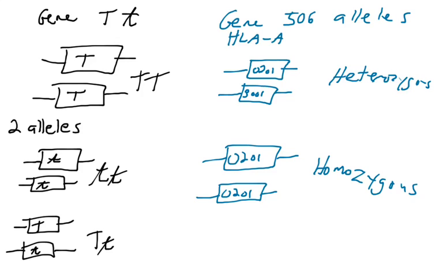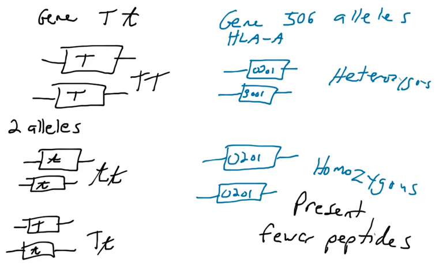And the more peptides you can present, the better you're going to be in surviving the infection. So if you were heterozygous, if you had two different alleles or allotypes, and you could present two different types of peptides, that's great. If you were homozygous, though, you could only present one type of peptide, or fewer peptides, and therefore less likely to find a T cell that will fight your infection.